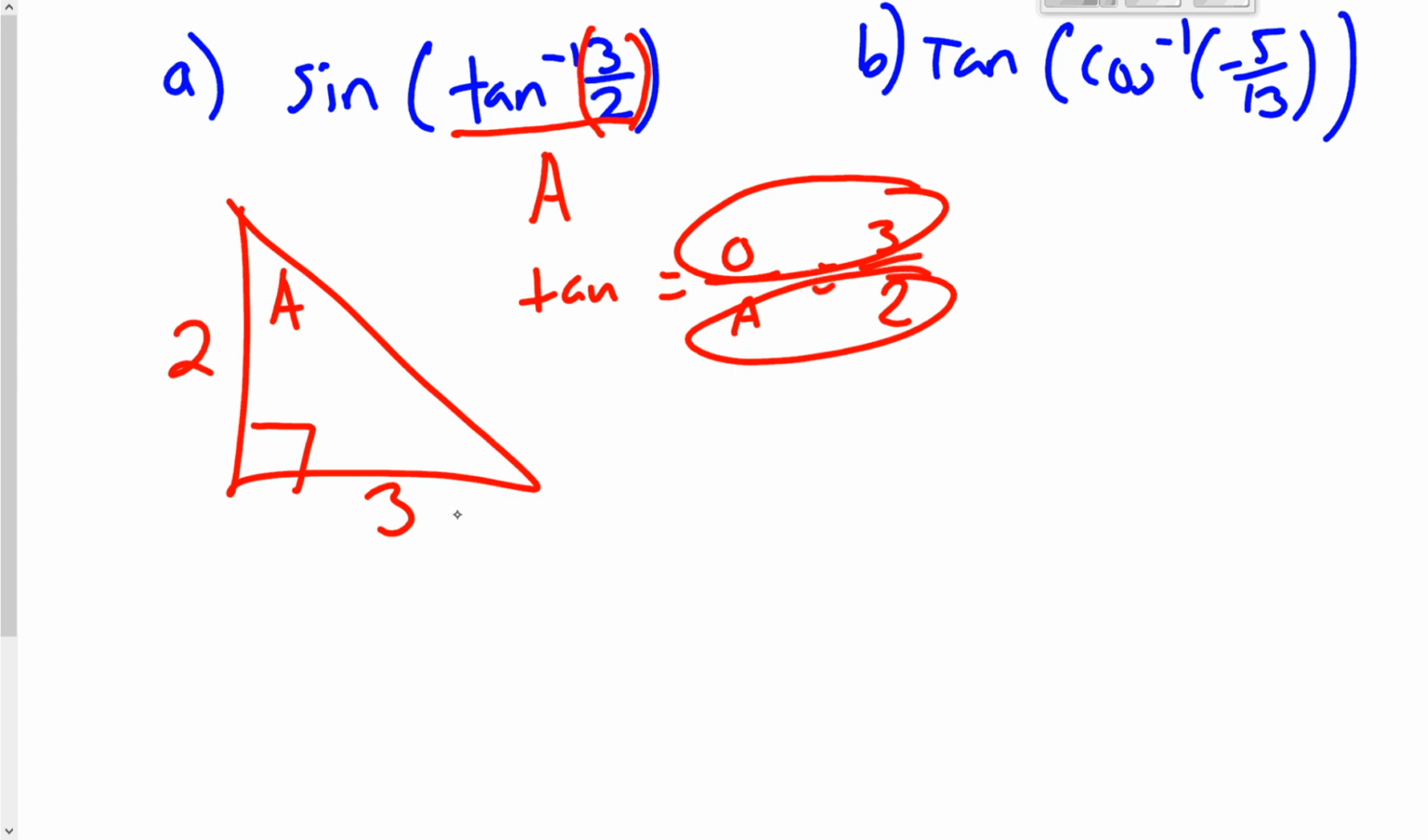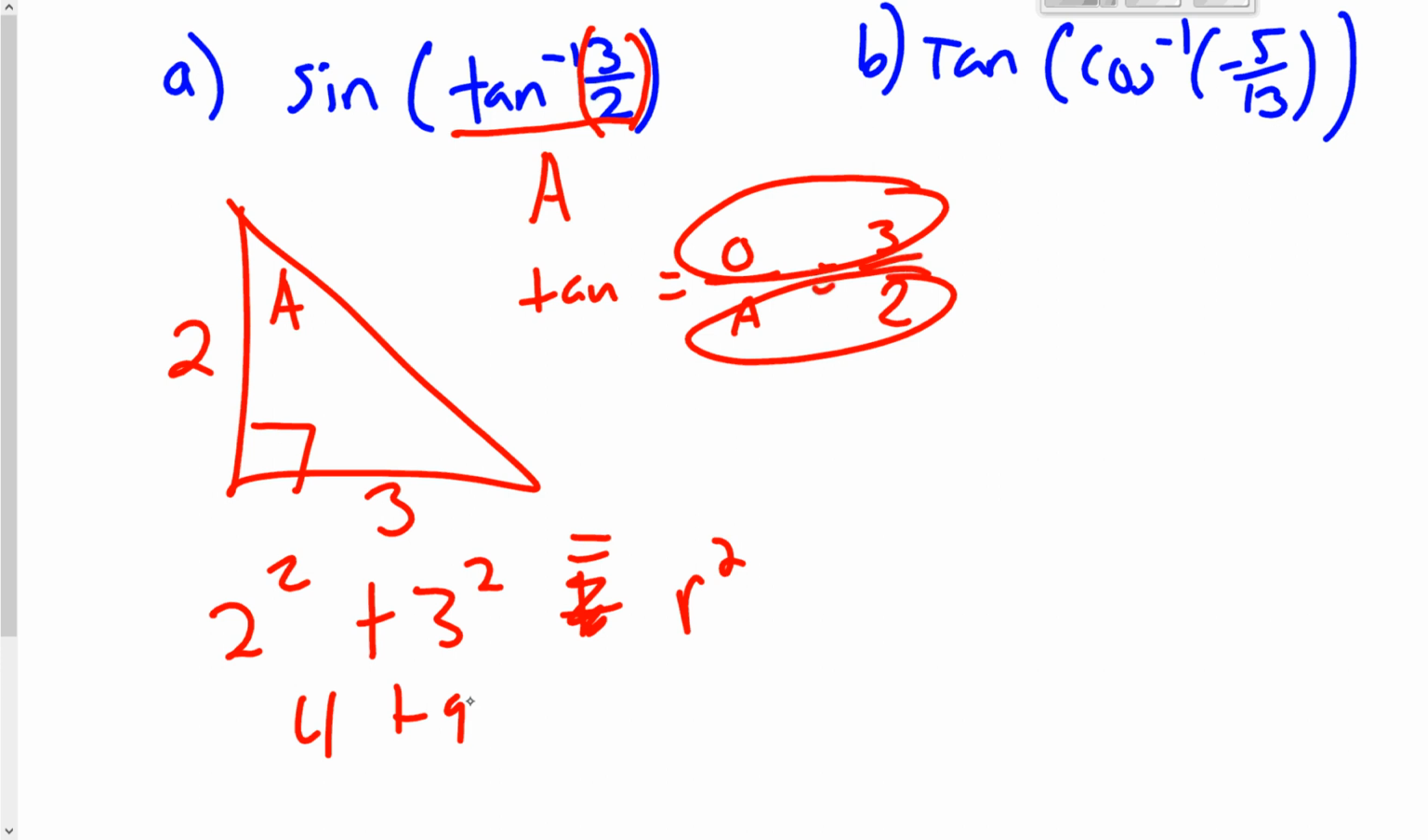I could have put the A down in the bottom, and then those would switch, right? So then I can use Pythagorean theorem. It says a squared plus b squared equals c squared, or x squared plus y squared equals r squared. We can find our hypotenuse. Oops, this is an equal sign. And so this is 4 plus 9 equals r squared, so that's square root 13 is r.